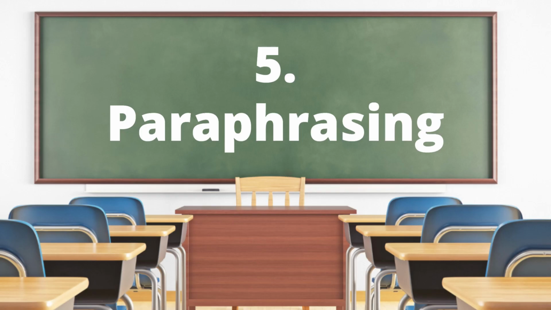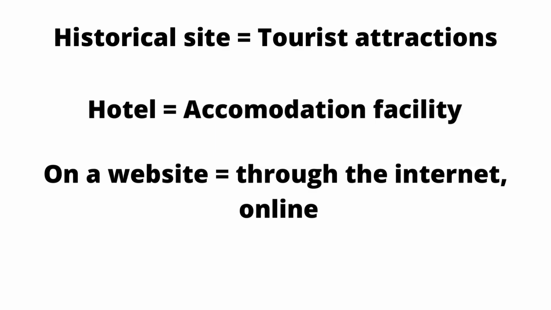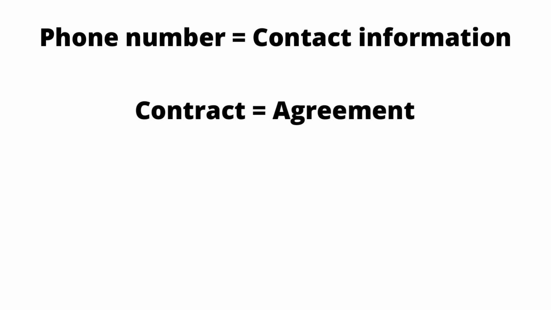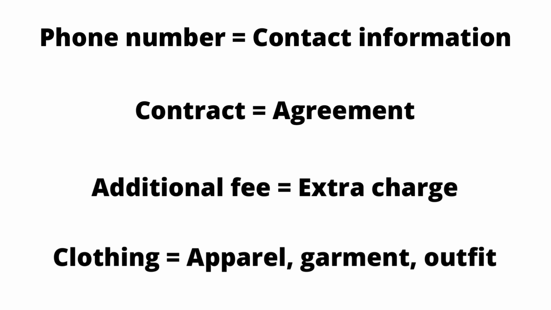Paraphrasing. During the test, there are some difficult words that they might use in the text, but use a synonym when asking a question. Some examples include historical sites, tourist attractions, hotel, accommodation facility, on a website, through the internet, online, venue, place or location, phone number, contact information, contract, agreement, additional fee, extra charge, clothing, apparel, garment, outfit. By recognizing the different ways a question and answer are related by paraphrasing will help you understand the relationship and have a better chance at answering correctly.